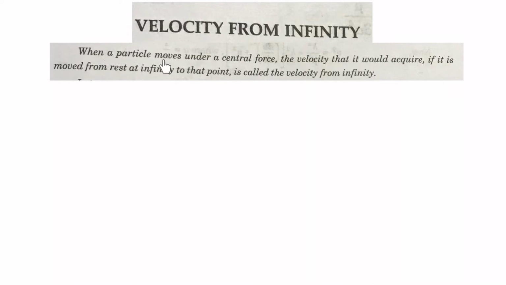When a particle moves under the effect of central force, the velocity that it would acquire if it is moved from rest at infinity to that point is called velocity from infinity. Means if a particle is at infinity, at a very large distance, and there it is at rest, and if that particle is moved from infinity to some particular point, the velocity it acquires in that period is known as velocity from infinity at that particular point.